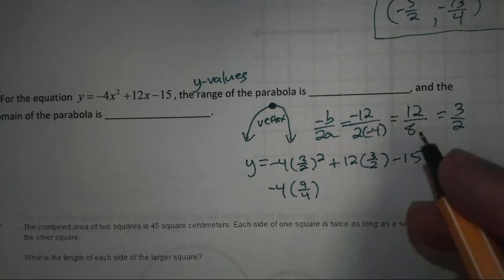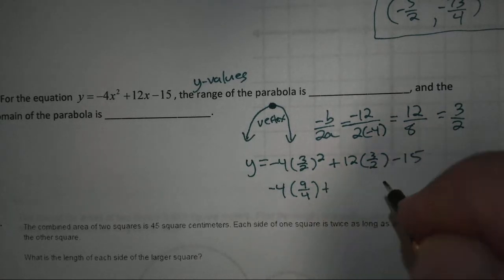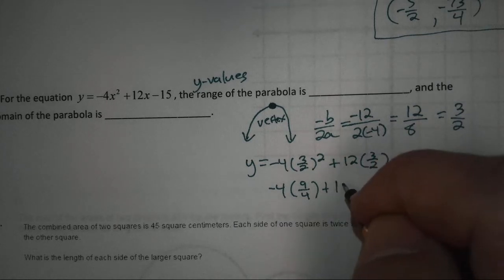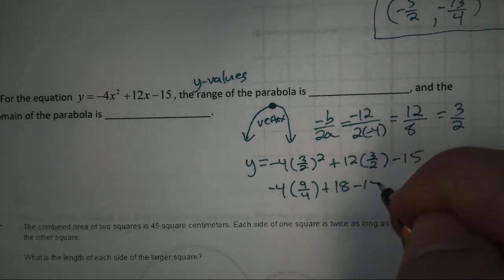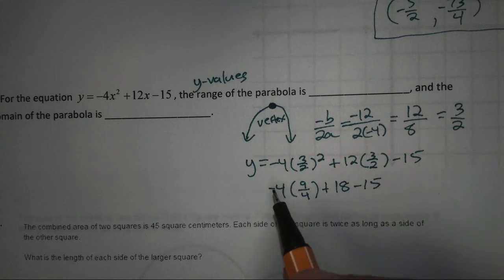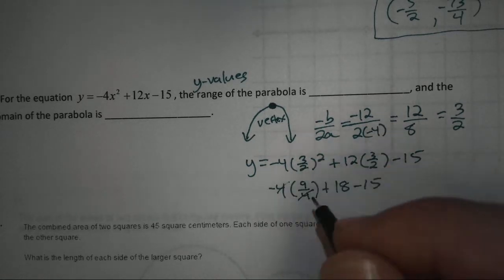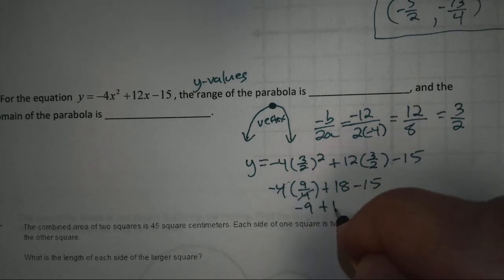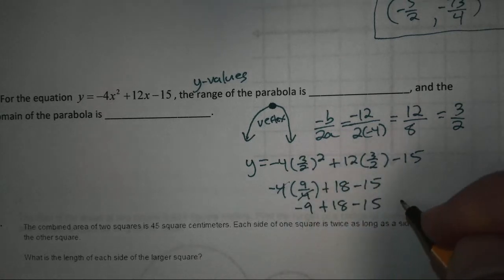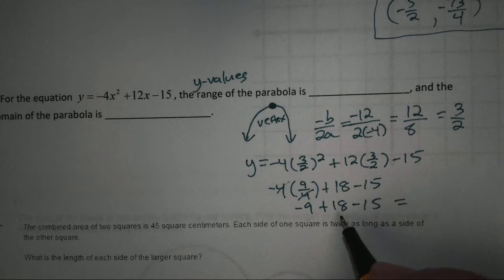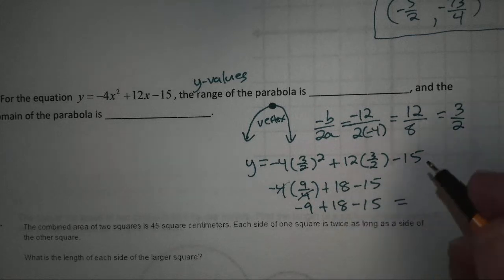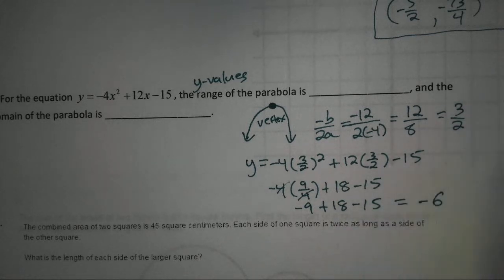Then we've got 12 times 3 halves, and that's going to give me 18. And then we have minus 15. Well, here's the nice thing here. This is why a calculator really isn't that necessary. 4 and 4 cancel, so now you just have negative 9 plus 18 minus 15. Negative 9 plus 18 is 9. 9 minus 15 is negative 6.